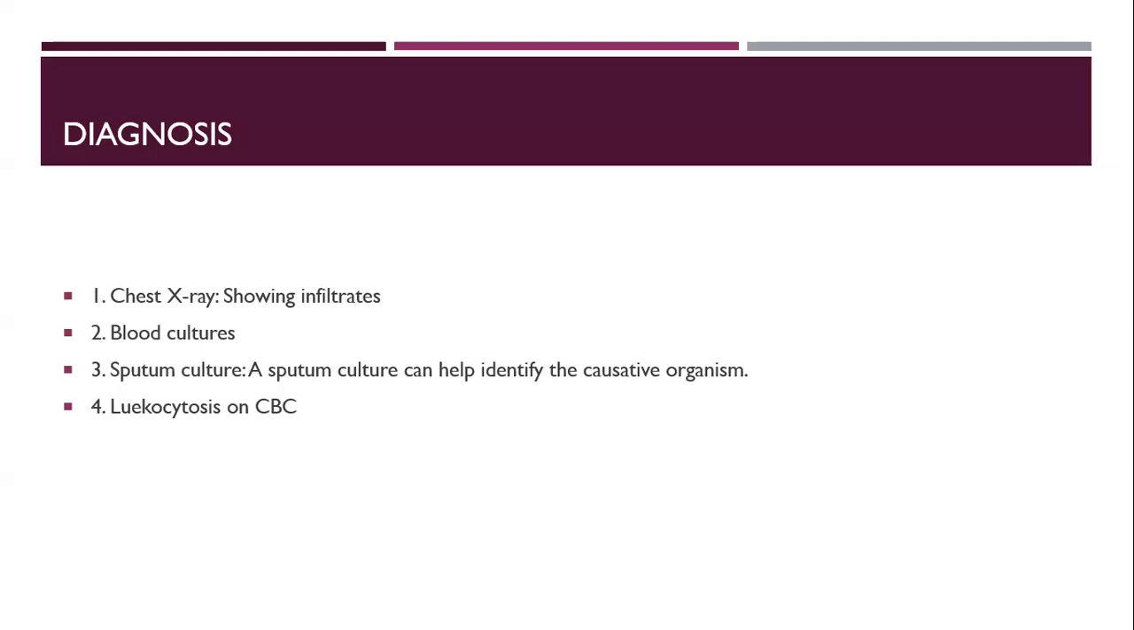So in a patient with pneumonia, we have high fever, high infection, so the WBC will go up, above 11,000. They can get 11,500. This is a sign of what? Of infection. All right. Three, sputum culture. A sputum culture can help identify the causative organism. And lastly, leukocytosis on CBC. So when you do your leukocyte count, it will be very, very high, which means that there's an infection. So these are how you can diagnose pneumonia.